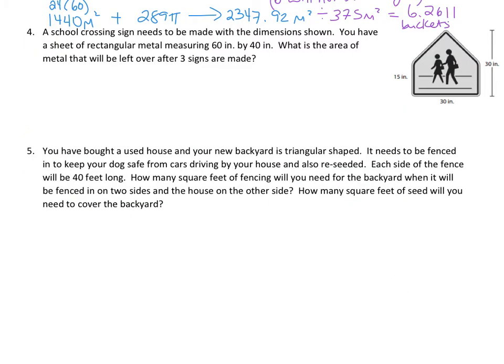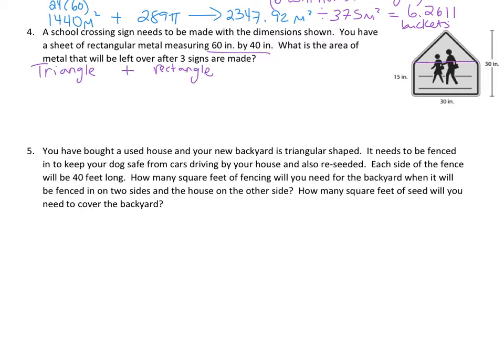This school crossing sign question is kind of similar. We need to find the area of this whole sign, and we need to figure out how much metal is going to be left over if we need to make 3 of them, and the space of the metal that we've got is 60 inches by 40 inches. They're already telling us that we have enough sheet metal to make those signs, but we want to know how much area is left over after we subtract out those 3 signs.